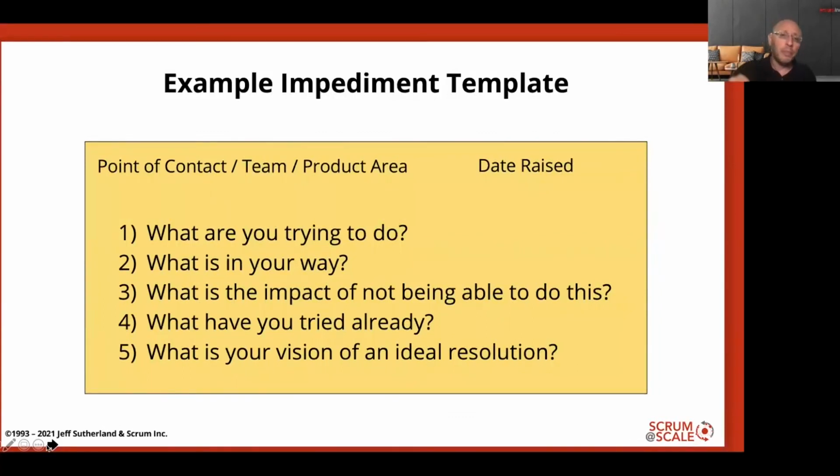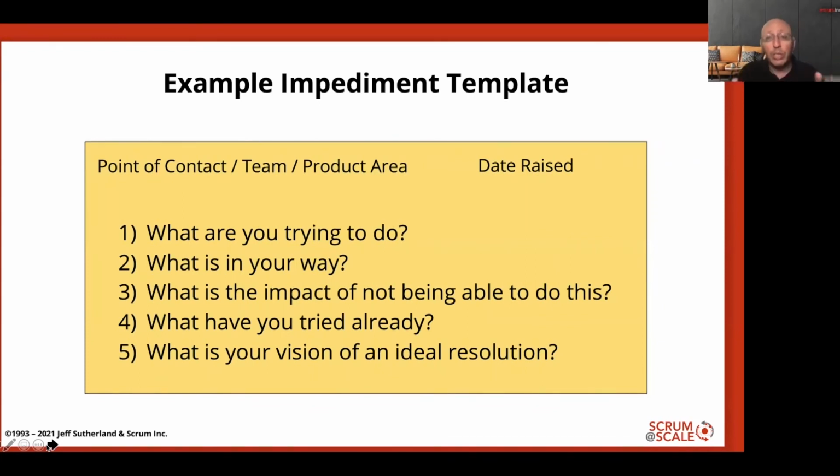Now, when it comes to these impediments, one of the most common things that happens in the beginning of transformation is that every impediment shows up at the EAT. And that's not functional, because the idea behind doing Scrum and Scrum at scale is to have empowered teams. And that means the teams need to be empowered to get rid of impediments too. And sometimes you have to kind of encourage them to take that power.